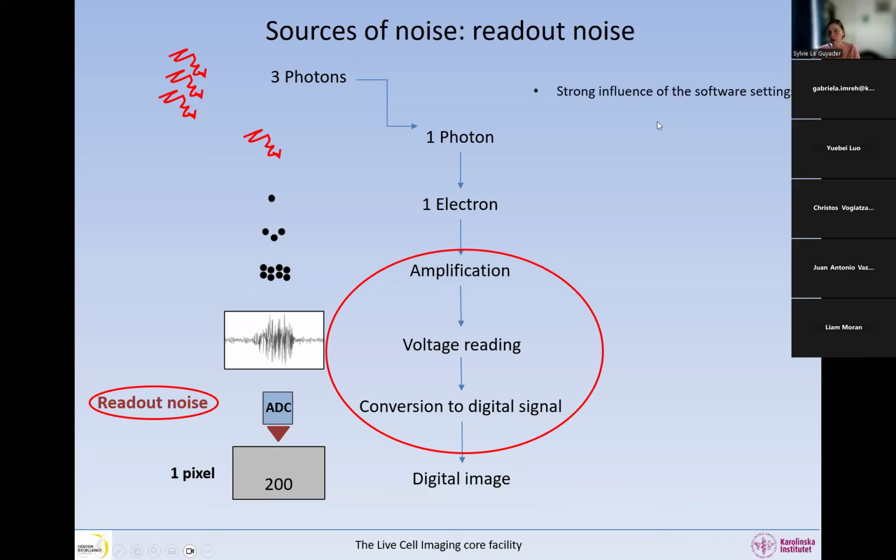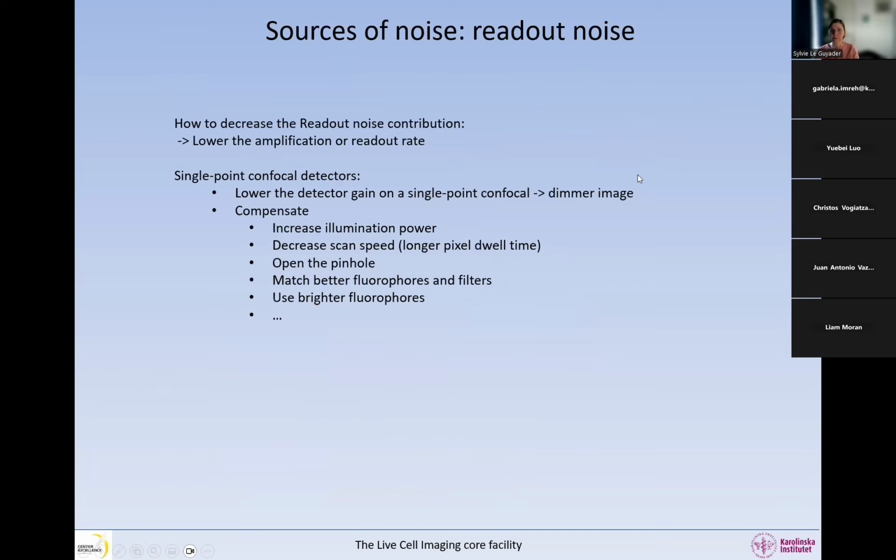We have a very strong influence there of the software settings. So we can influence this when we sit at the microscope. And the readout noise is linked to the speed of reading, amplifying, and converting all these electrons into a digital image. So the faster you go, the more noise. So how can we decrease the readout noise contribution? We can lower the amplification or the readout rate. The amplification is going to be the gain, for example.